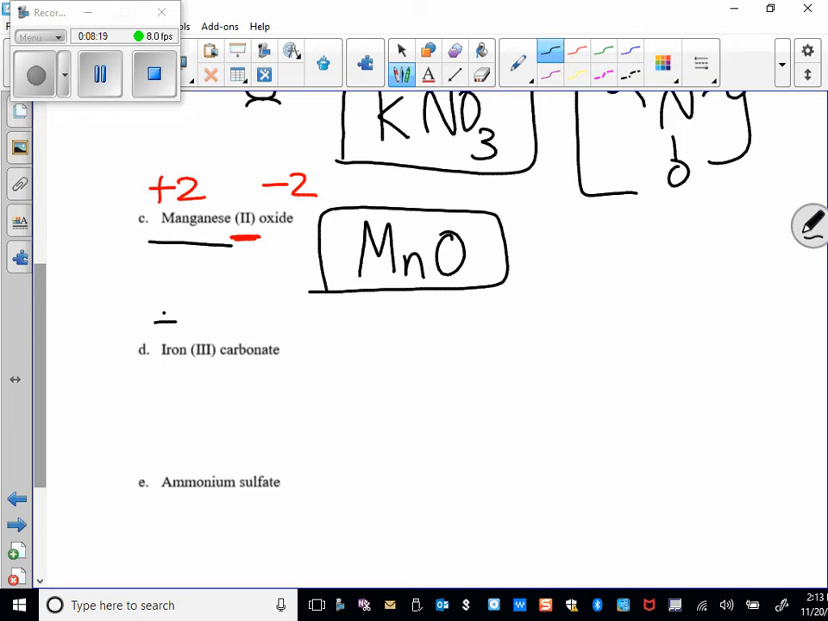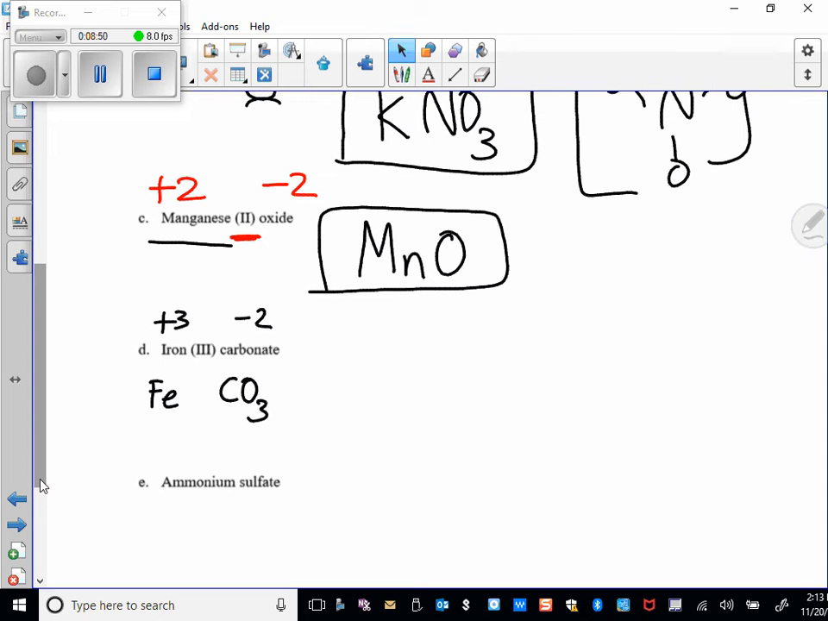+3. And iron has a formula, Fe. What is carbonate? It is an ion. Therefore, it is a polyatomic ion. What is the formula? CO3. And what is the charge on carbonate? -2. And the +3 and the -2 don't cancel. The ratios have to be changed so that they cancel.